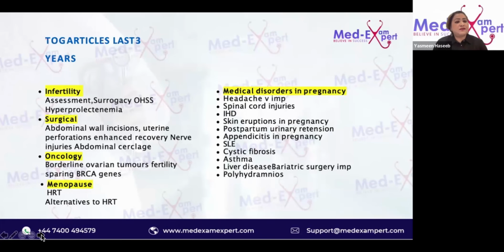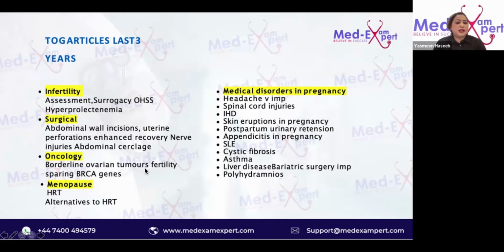What are these? They are the following ones. One is the infertility. In infertility, you will get assessment, surrogacy, ovarian hyperstimulation, hyperprolactinemia. This is from the TOG. In the surgery, abdominal wall incisions, uterine perforation, enhanced recovery program, nerve injuries, abdominal circulars. Nerve injuries, they will keep on asking. The patient has a foot drop after the pelvic surgery, endometriosis, and so which nerve has been involved? Also, not only part 1, but in the part 2 as well.